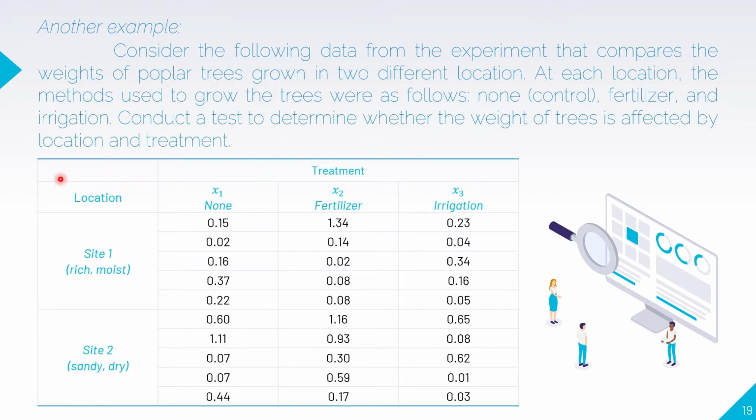treatment and the location. So in treatment, we have 3 categories: the control, the fertilizer, and the irrigation. In our location, we have 2: the site 1, which is rich and moist, and the site 2, which is sandy and dry. So this is our data.